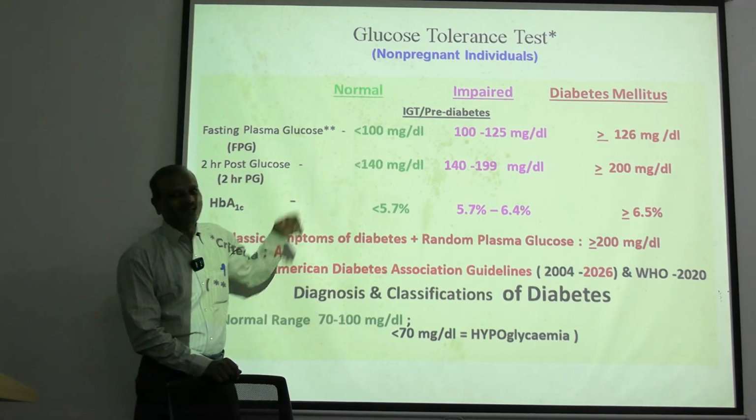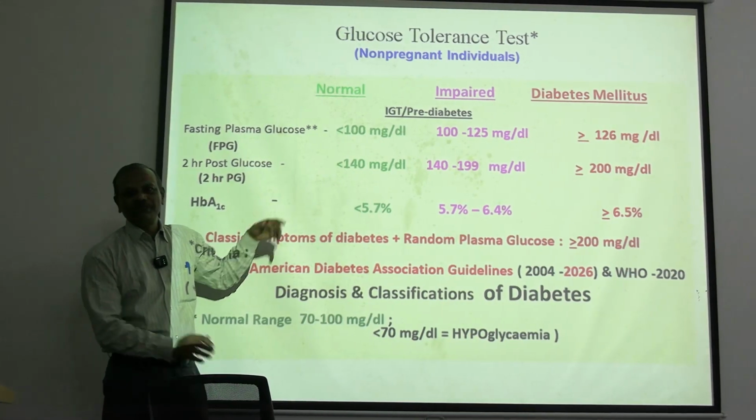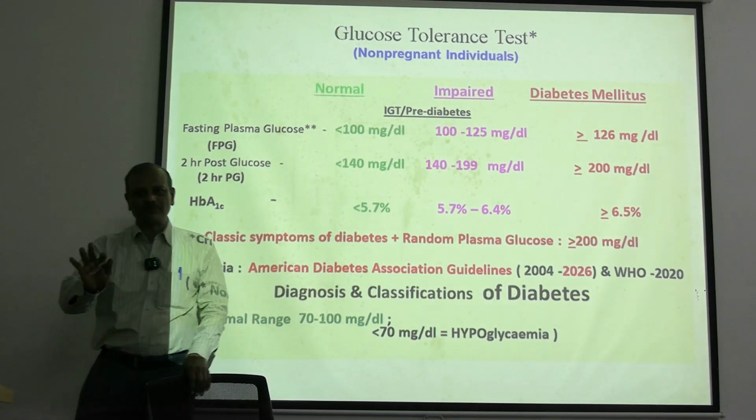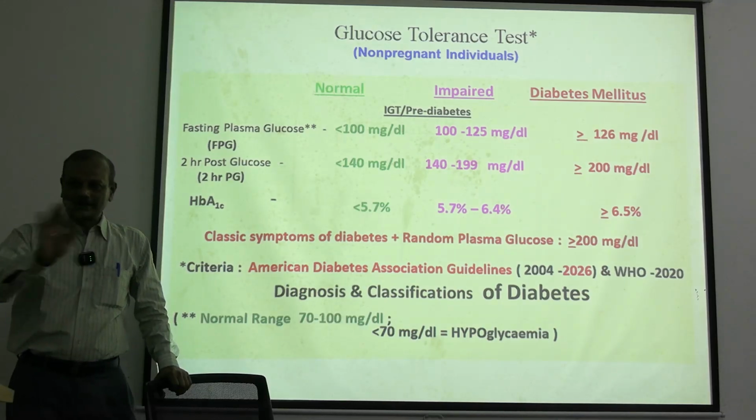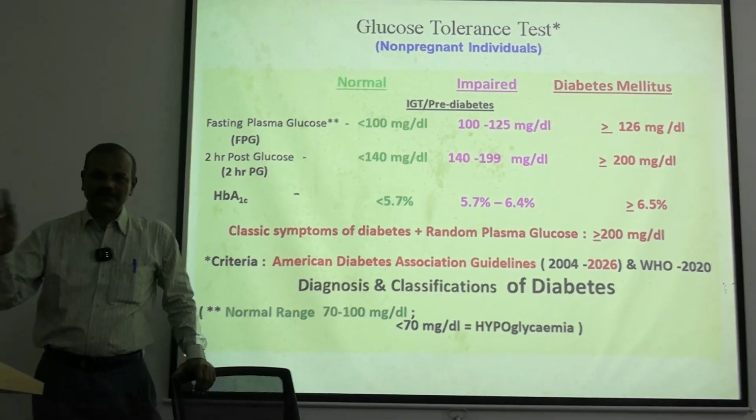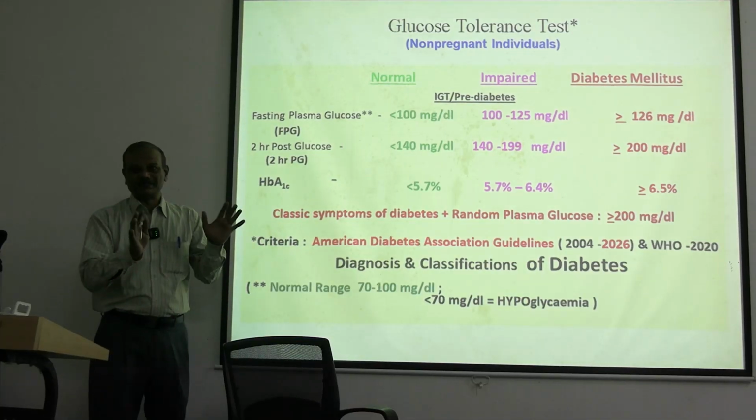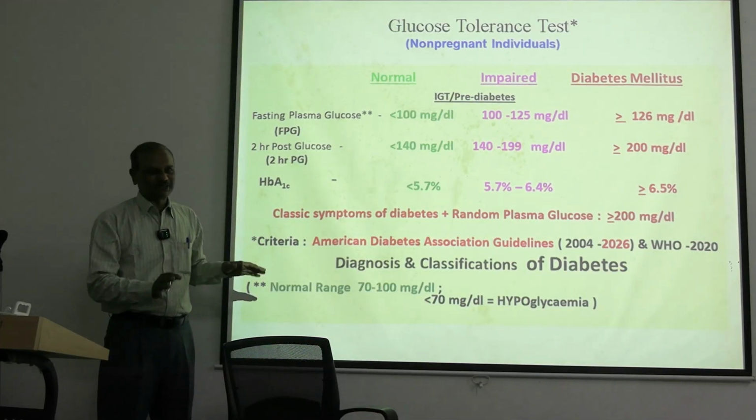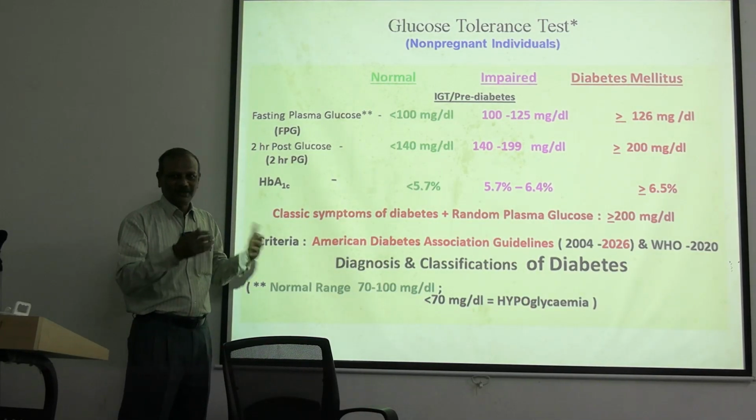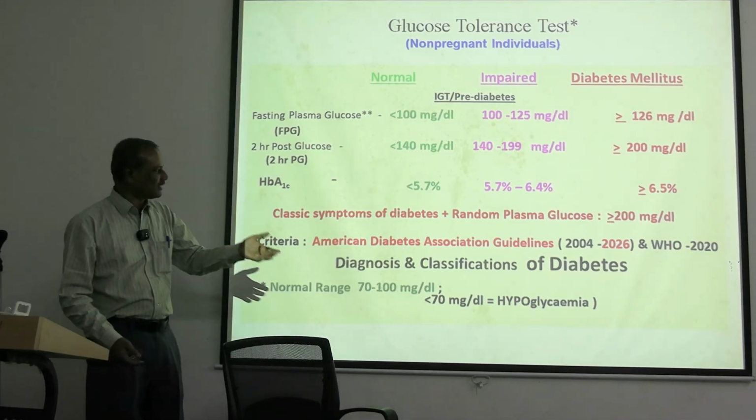So fasting is less than 100, and PP, meaning after 75 grams of weighted glucose, is less than 140. That I will tell you in detail in the glucose tolerance test. If nobody takes the class, I will take the class, because I have done extensive work on this for almost 15 years. I have a good amount of research publications and lecture experience, which I will tell you in that lecture.